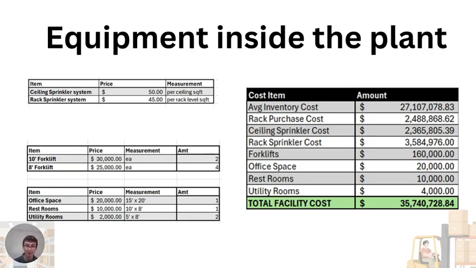As for the equipment inside the plant, we have estimated that there is around the cost of $27 million for the average inventory cost of all the materials that we want to have within there. And the rack purchase cost, the ceiling sprinkler cost, all those other costs that add up, we have them outlined there on the table. We've included one office space, one restroom, and 2 utility rooms for our employees, so that they are able to keep the workspace functioning and keep the workflow going, as well as having a little bit of space for their personal needs. There's also the demarcation for the prices for square footage of the ceiling sprinklers and the rack sprinkler systems.